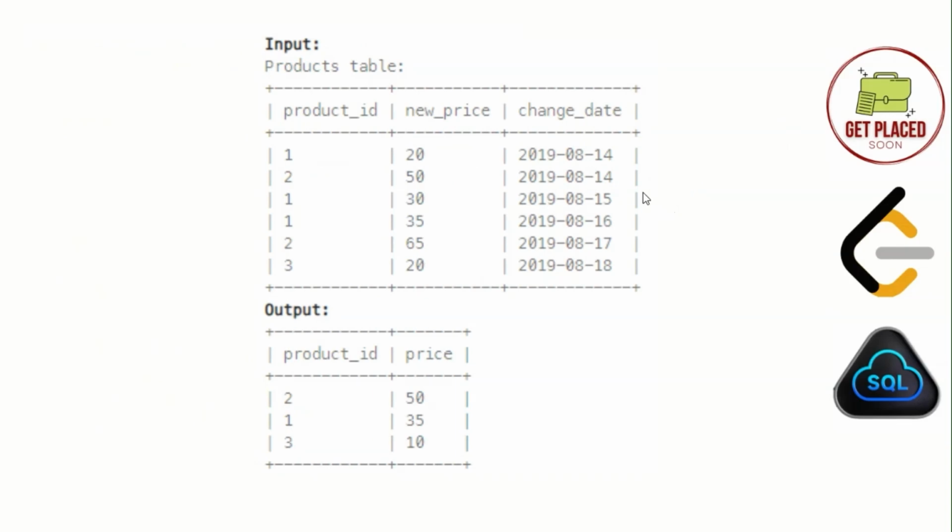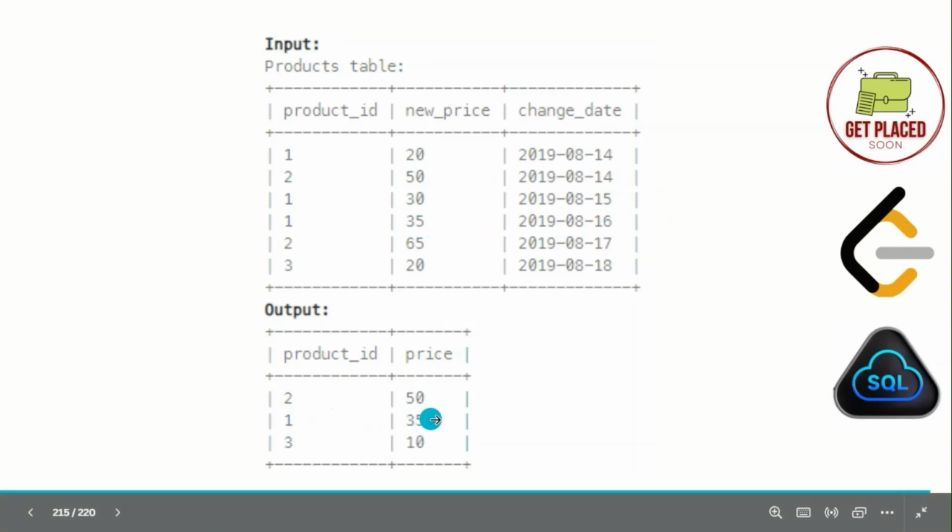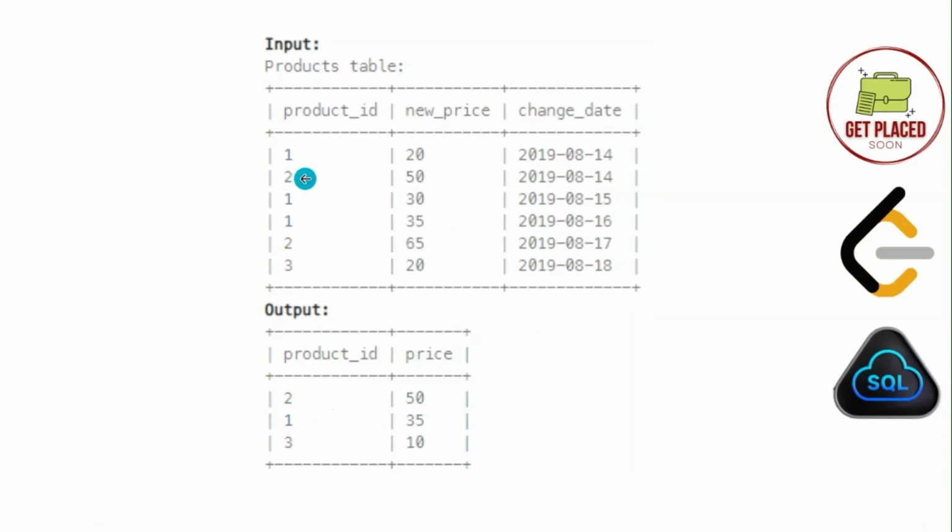For product ID 1, you can see there are 3 rows: on the 14th, on the 15th, on the 16th. Because we have the 16th, we will consider the value 35. So for product ID 1, the value is 35. Now we have product ID 2. We have a row on the 14th and one on the 17th. We are only checking on or before the 16th, right? That's why we do not consider the 17th row. We only consider the 14th row, that is, the price will be 50. So for product ID 2 it is 50.